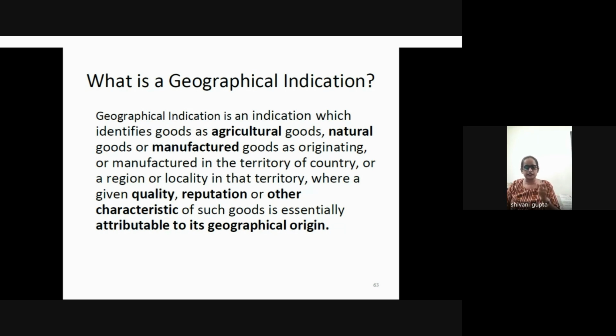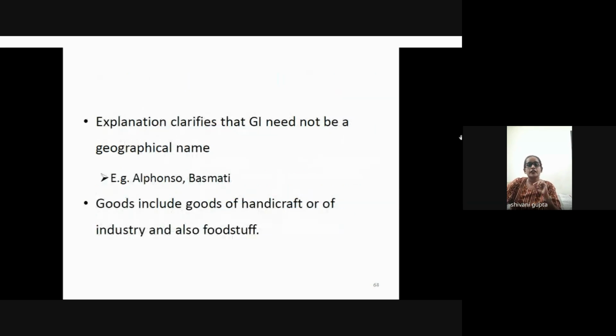And those goods that are either manufactured or originating naturally give a special reputation, a kind of characteristics they exhibit, based on the geographical origin of that good. So those types of goods are considered and protected under geographical indications. Now, for example, I have mentioned two names. First the Alfonso, which is a variety of mango, and second the Basmati, which is a variety of rice.